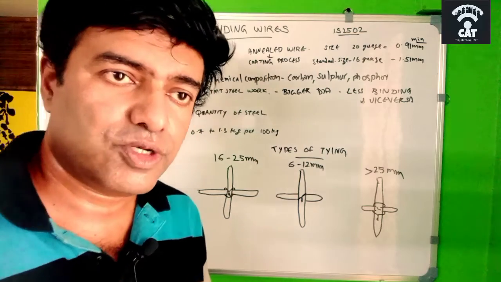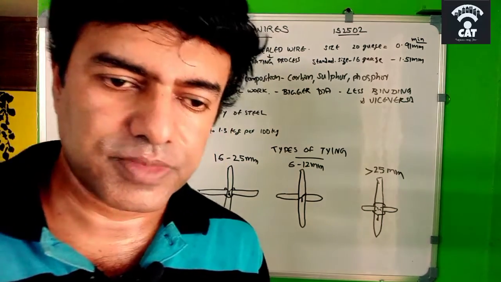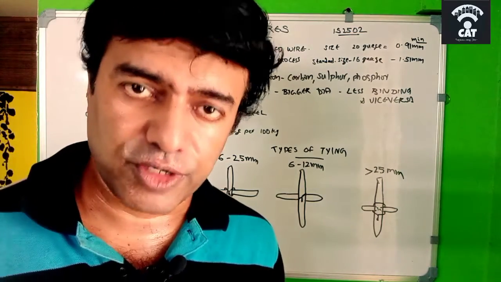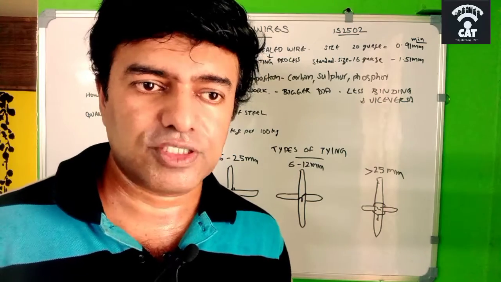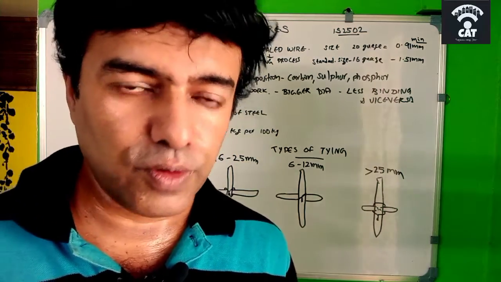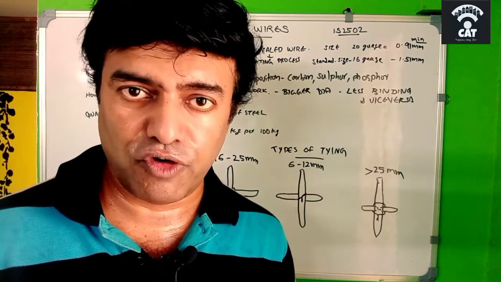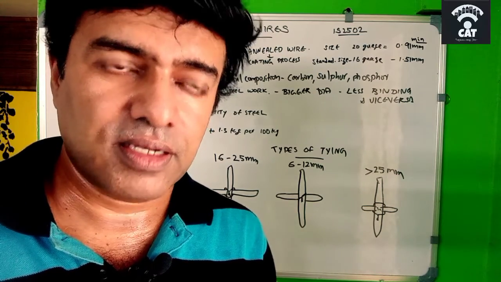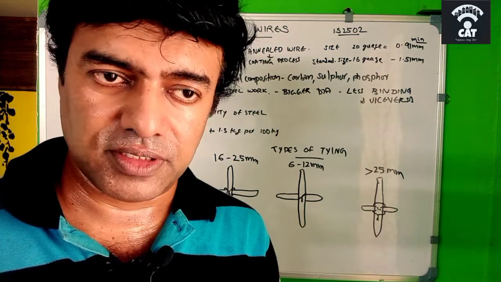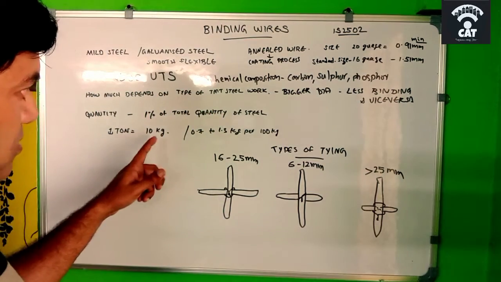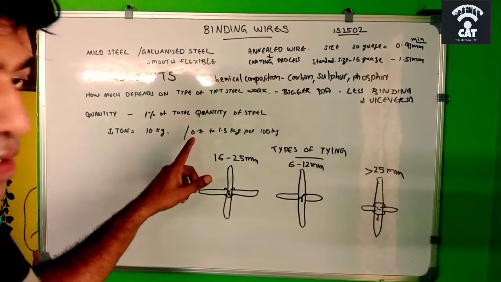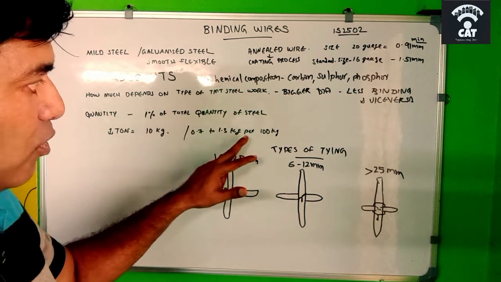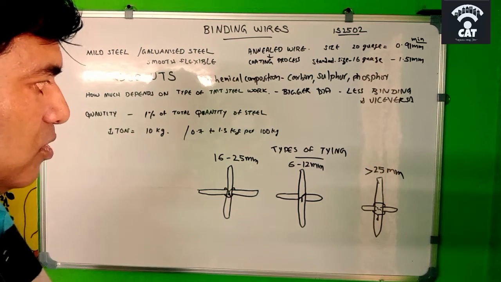One more thing to tell regarding the binding wire is the quantity of binding wire for a particular reinforcement at site. How do we determine the quantity? For example, 1 ton is 1000 kilo. We have to take 1% of the total reinforcement. If the total reinforcement weight comes to around 1 ton, then 1000 into 1% is equal to 10 kilo. That is, 1 ton needs 10 kilo. And it can vary according to the diameter of the bar, like I said before. It can come from 0.7 to 1.3 kilogram per 100 kilo. That can also be there.